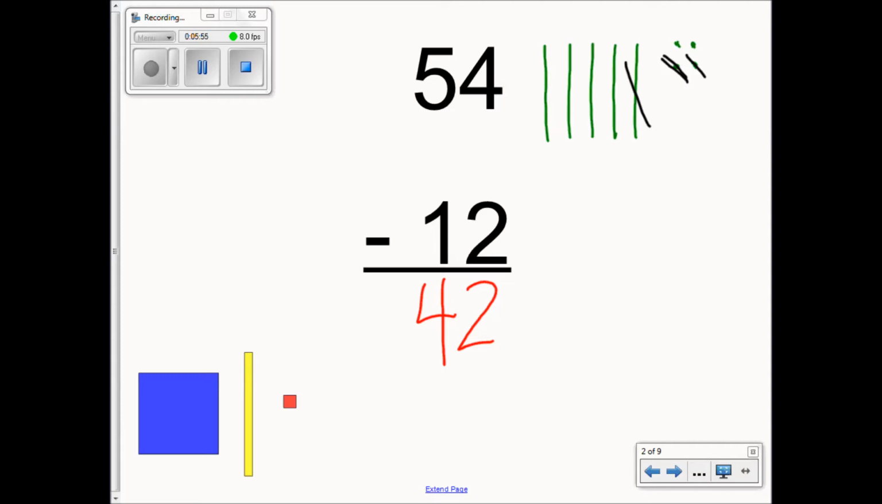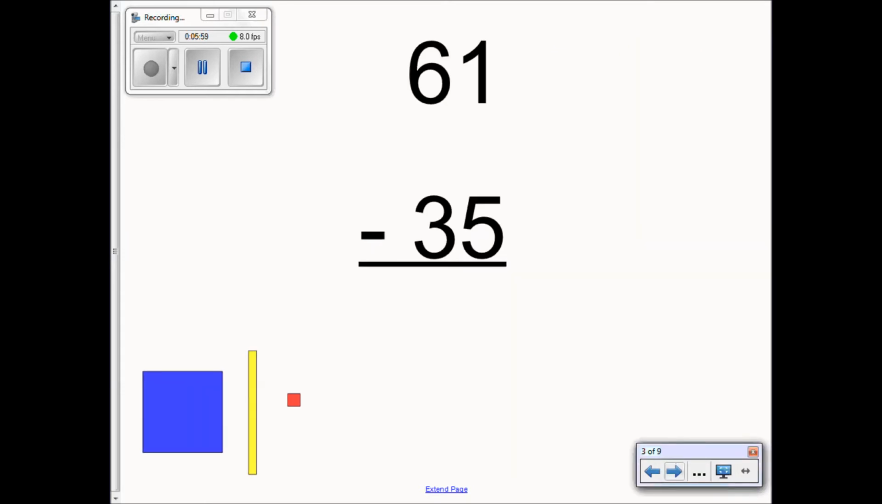Now, it becomes a little more difficult when we have a problem like this, and I'm fixing to show you what I'm talking about. This one is 61 minus 35. 61 is called our?